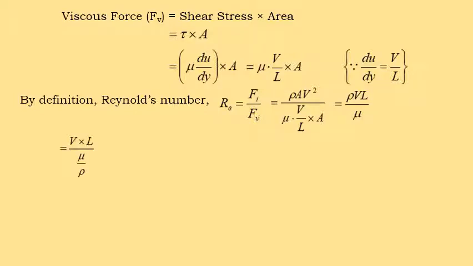So now shift the rho at the numerator to the denominator. At that time, it is V into L by mu by rho. The mu is called dynamic viscosity and rho is called density. So the ratio of dynamic viscosity to density is called kinematic viscosity, which is denoted by nu. For that reason, the expression now becomes V into L by nu.